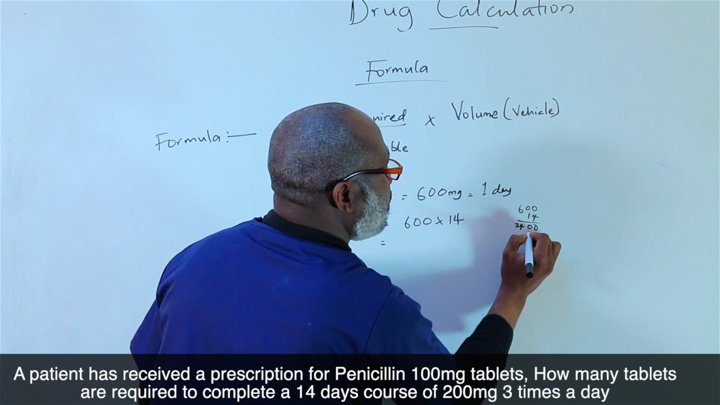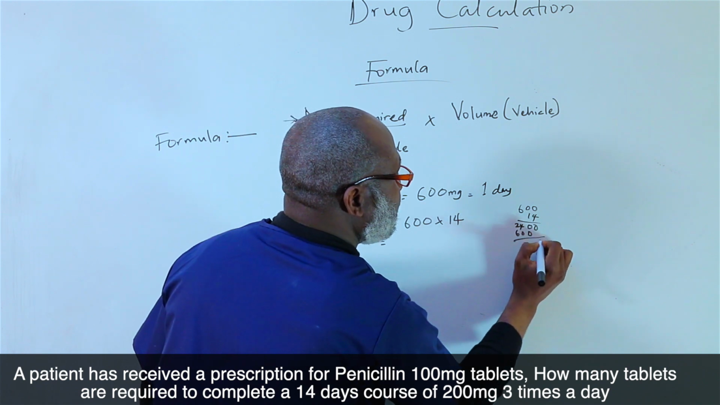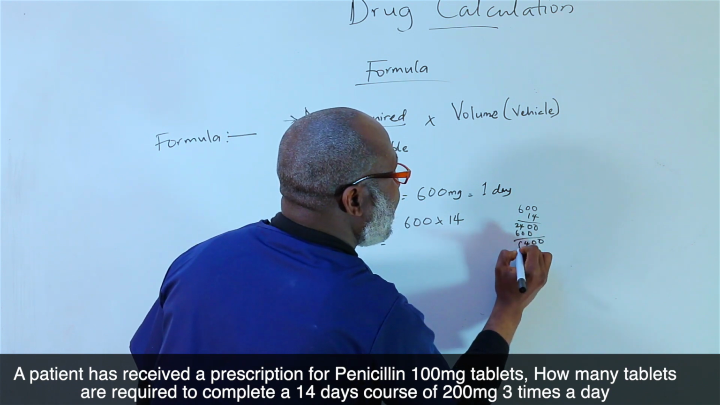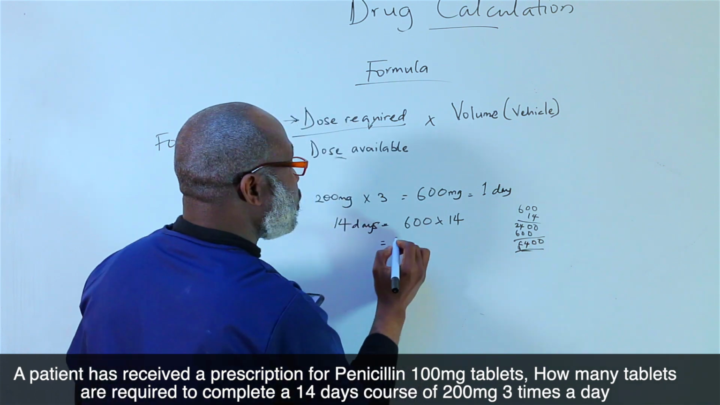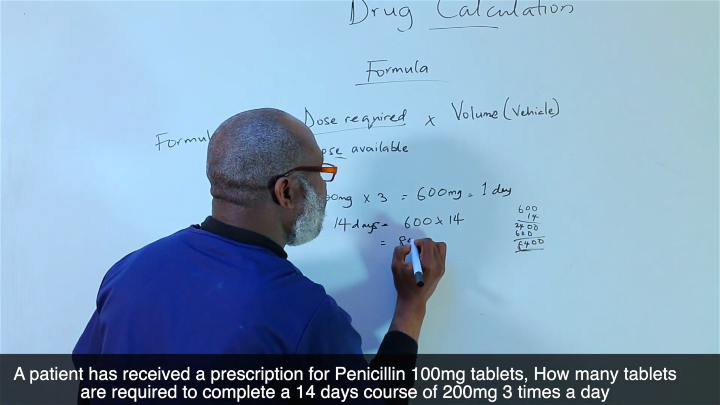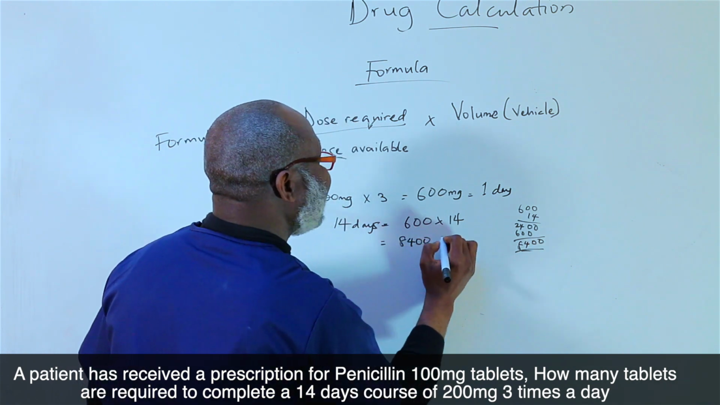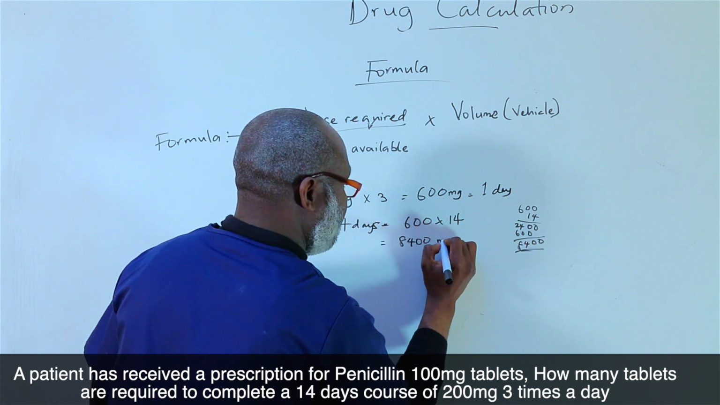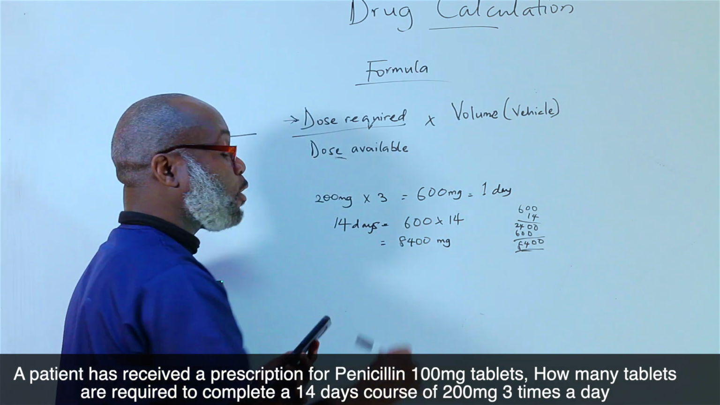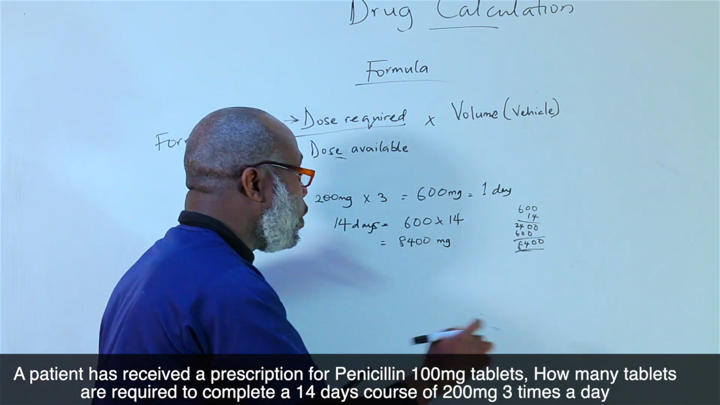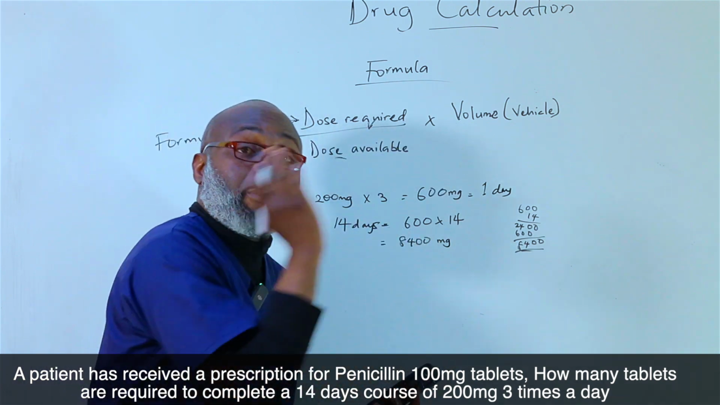Multiplying it out, you're going to need 8,400 milligrams. Sorry, 8,400, that is the total milligrams that you're going to need for the 14-day course.